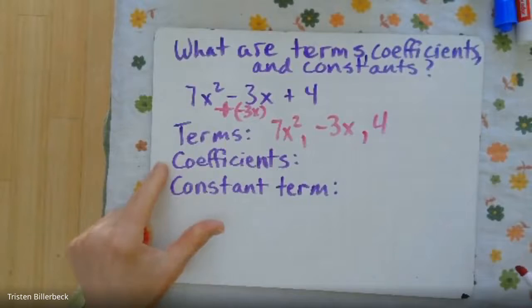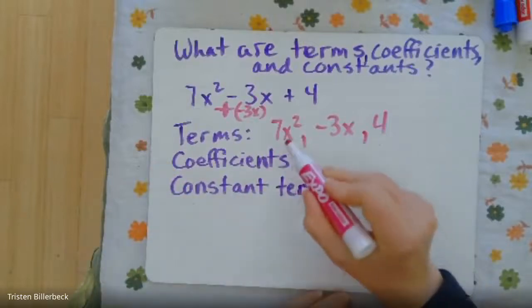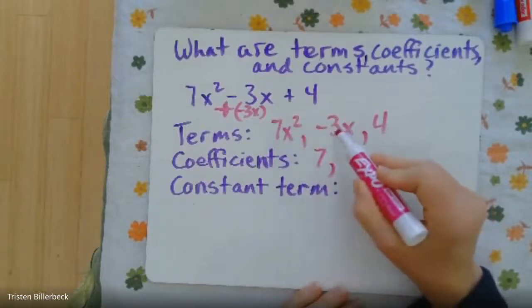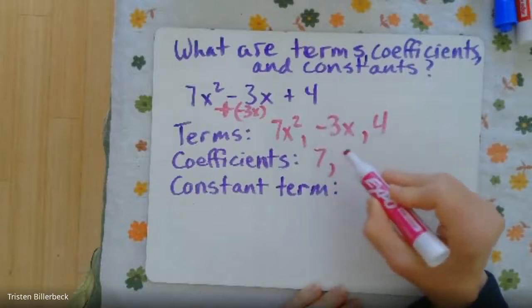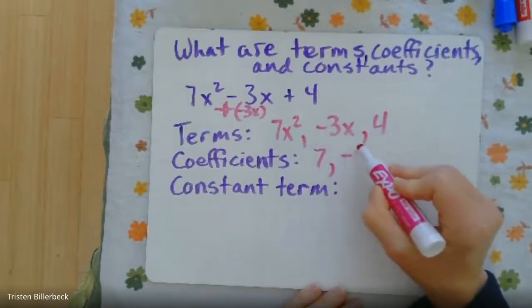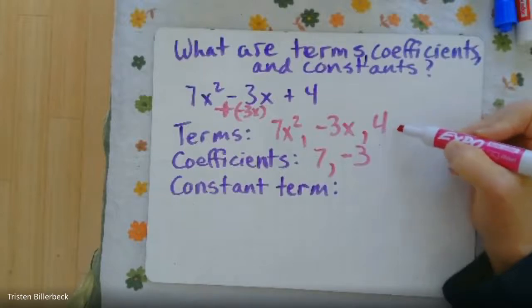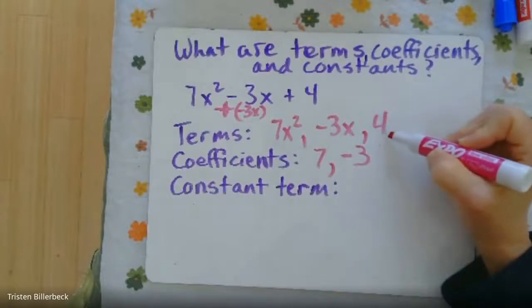So coefficients only occur if there's a variable. So we look at the ones that have variables. So here's a variable, so the 7 is the coefficient. Here is the variable, right here, x. So negative 3 is the coefficient. 4 is not a coefficient because it has no variable.